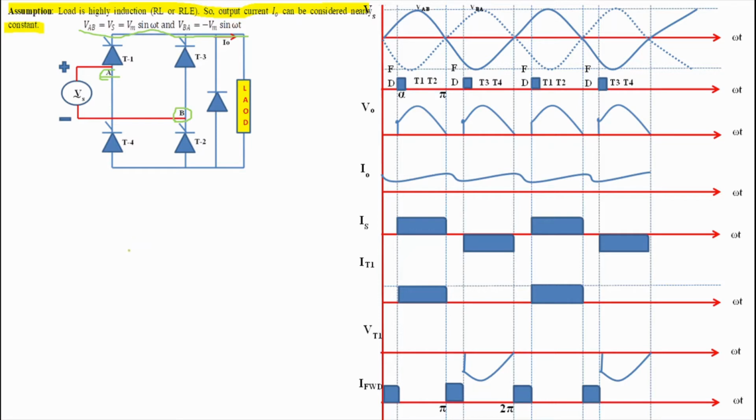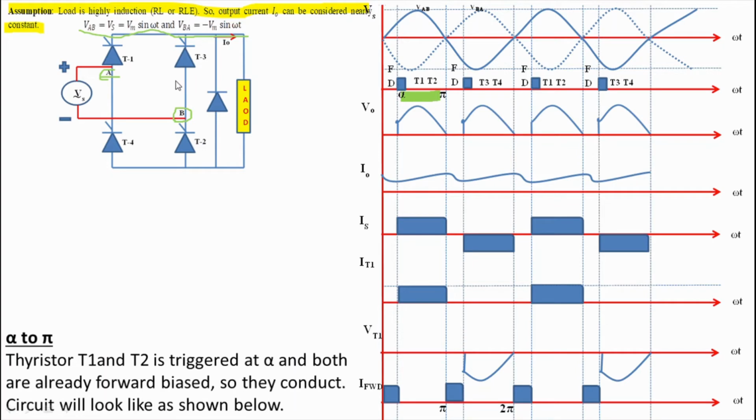First from alpha to pi, then from pi to pi plus alpha and at last from pi plus alpha to 2 pi. First start with operation from alpha to pi. Freewheeling diode is reverse biased during this period due to positive polarity of source voltage. Now at omega t is equals to alpha, VAB is positive, which makes thyristor T1 and T2 forward bias. Both thyristors are triggered at omega t is equals to alpha, and after triggering both of the thyristors start conducting. So at omega t is equals to alpha, thyristors get turned on and they will act as short circuit.